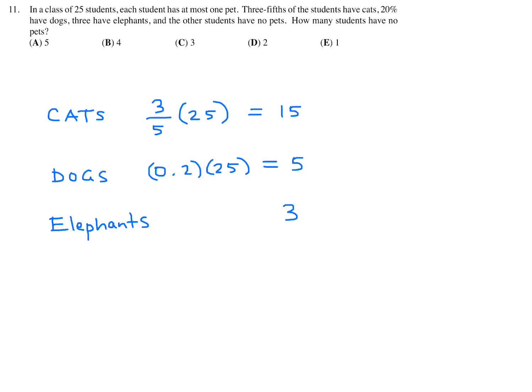And they want you to figure out how many have no pets, because the remaining have no pets. So the total is 25. Subtract from that the number of students that have a cat, the number of students that have a dog, and the number of students that have an elephant. So this looks like 2. So 2 students have no pets, and therefore 11, the answer is D.